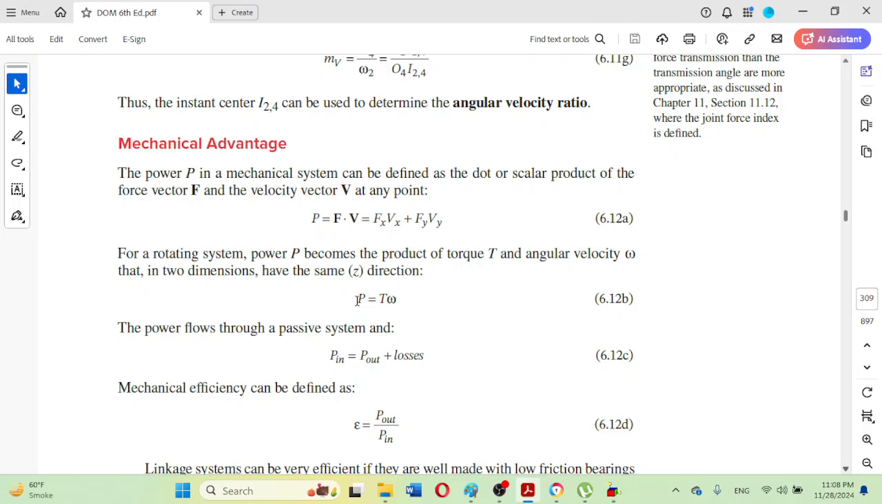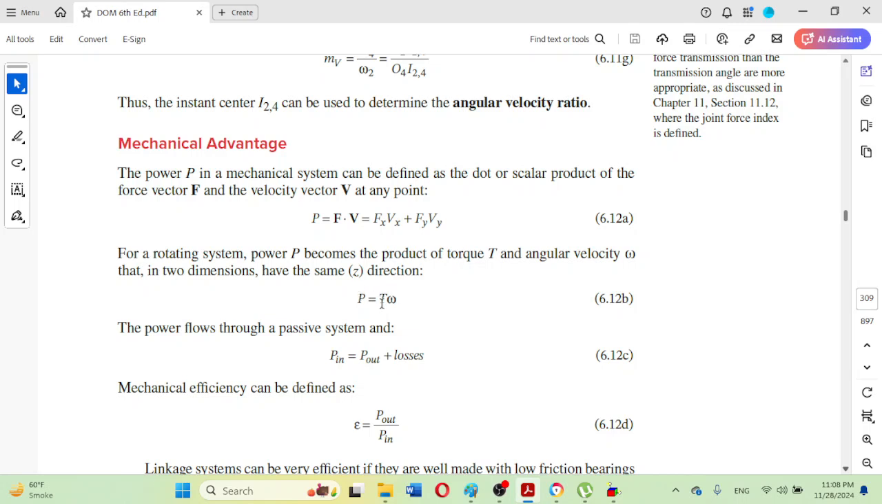Here an important or interesting fact is that I questioned the students in the class: as we can observe here, the power in the case of the force and velocity vectors is the dot product, but in the rotational case the power is not the dot product of torque and the angular velocity vector. That is not a dot product; the author has not stated it here.